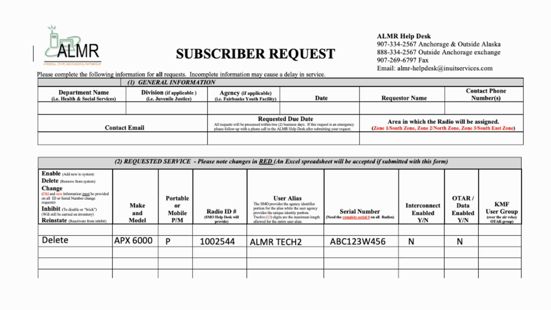You can also use the subscriber request form to inhibit or reinstate a radio. It may be necessary to inhibit a radio that has been lost or for some other security issue. Once the form has been completed, include your contact information in the first section and email it to the ALMR Help Desk. The form must come from an authorized point of contact that can make the changes that are being requested.